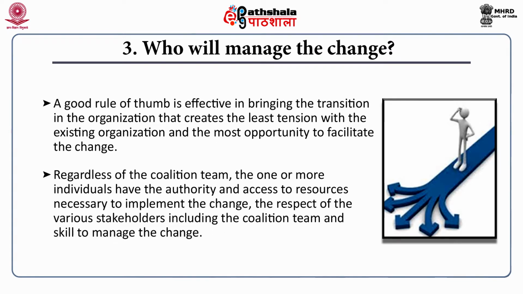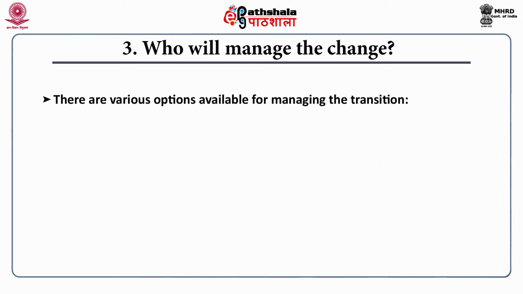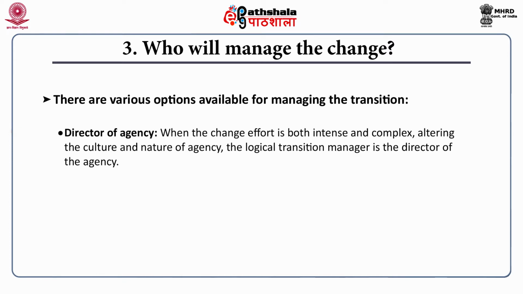Regardless of the coalition team, one or more individuals must have the authority and access to resources necessary to implement the change, the respect of the various stakeholders, including the coalition team, and the skill to manage the change. There are various options available for managing the transition. Director of an agency. When the change effort is both intense and complex, altering the culture and nature of the agency, the logical transition manager is the director of the agency.